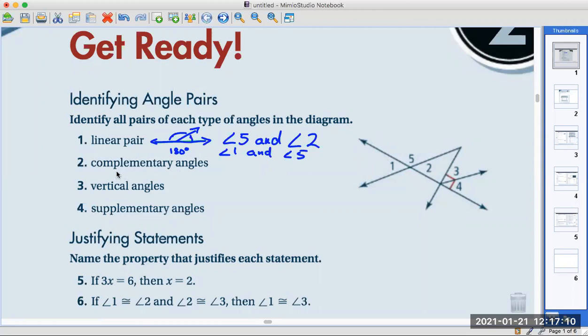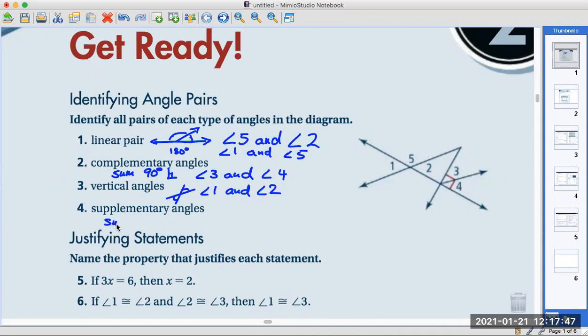Complementary angles, sum is 90 degrees. So they form a right angle. This is the symbol for right angle. So this is these two, 3 and 4. And vertical angles are the ones when two lines cross, they're across from each other. So we have 1 and 2. These two are vertical, that's all I see. 3 and 4, by the way, are not vertical angles.